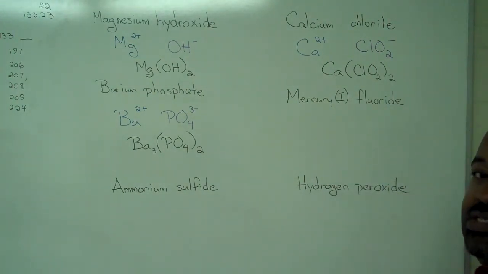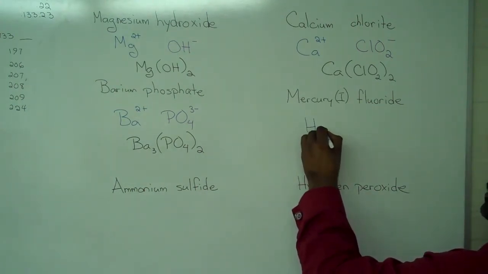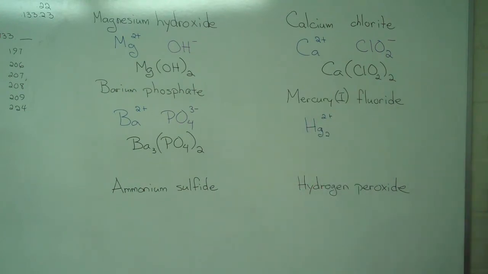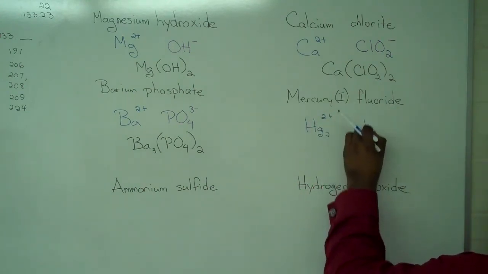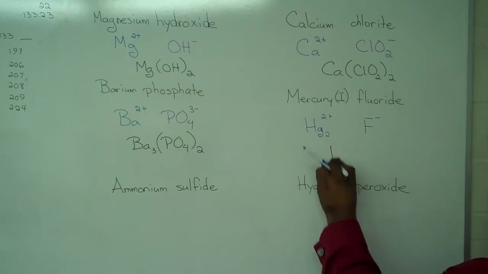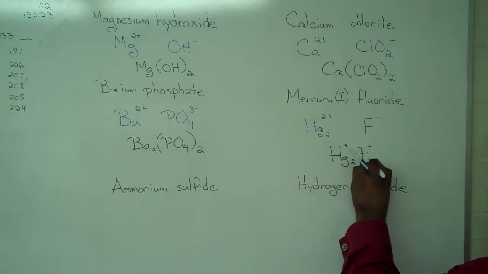Mercury(I) is a polyatomic ion, and it appears as Hg2 with a 2+ charge. Fluoride is the negative ion of fluorine, and so we will need 2 copies of the fluoride ion. So our formula then is Hg2F2.